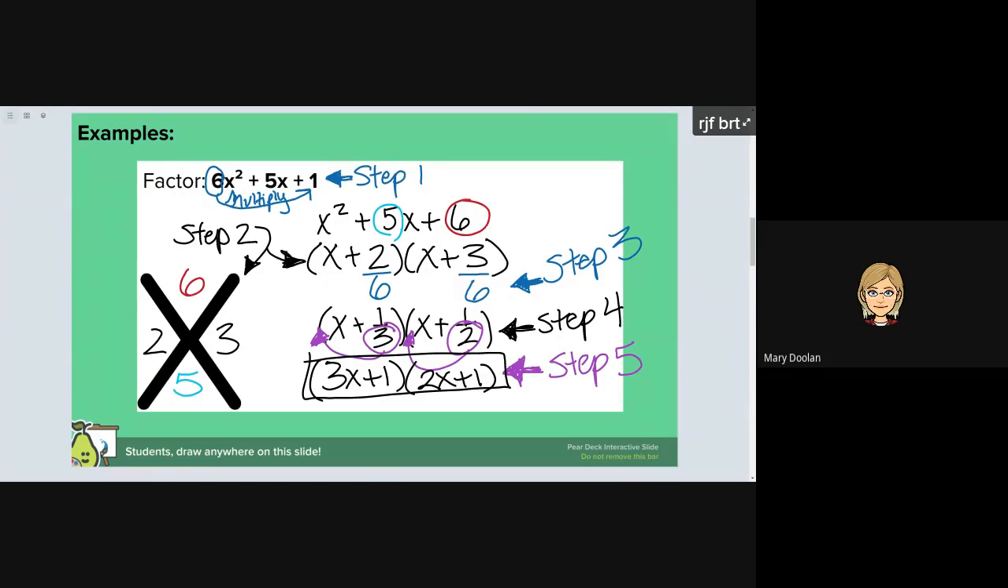You can check your work too. So when you're doing these problems and you want to check that you've done it correctly, when you multiply 2 binomials together, you can use the FOIL method, where you multiply the first terms, the outside terms, the inside terms, and the last terms. And so if you did do it correctly, you should come back and get your original polynomial of 6x squared plus 5x plus 1.